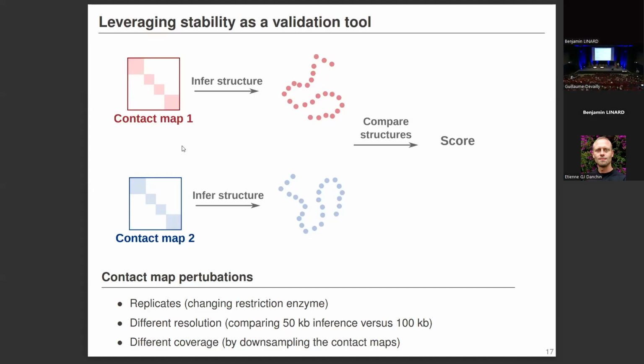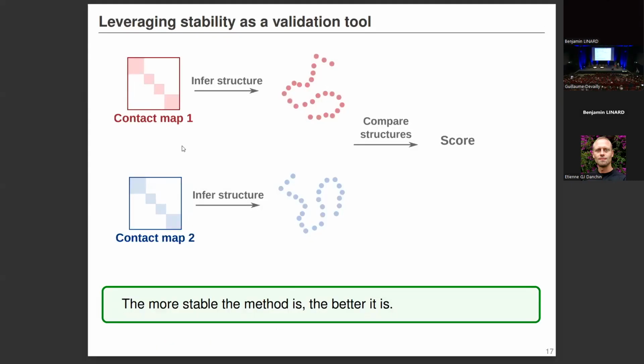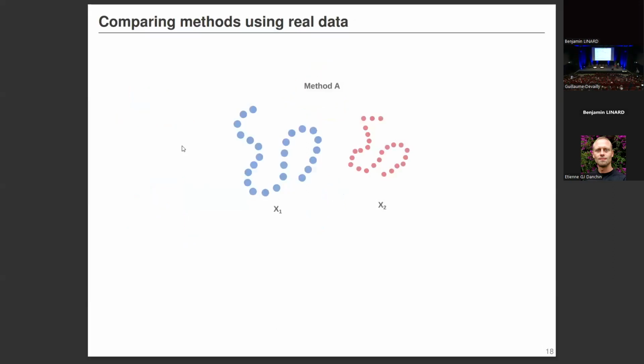So changing restriction enzymes between the two contact maps, which gives natural perturbation to the data, and then infer the structures and compare them. We've also done this doing different resolution. So for example, comparing structures inferred at 50 kb versus 100 kb. The idea being that if you change resolution, you should still have models that are roughly the same. And then also different coverage, for example, downsampling the contact maps. And the idea is the more stable the method is, the better it is.